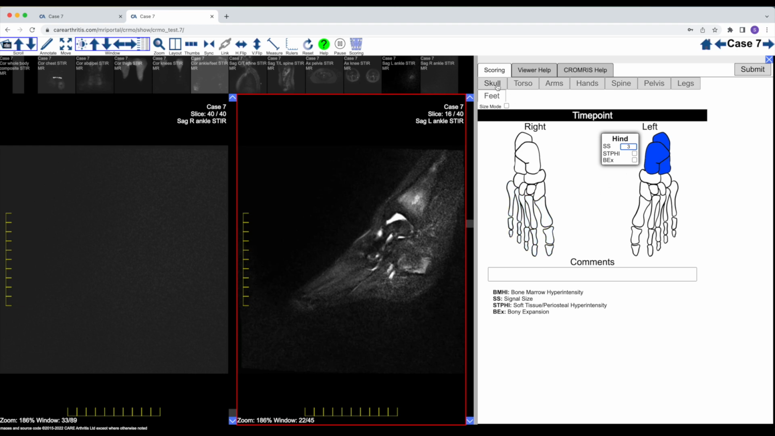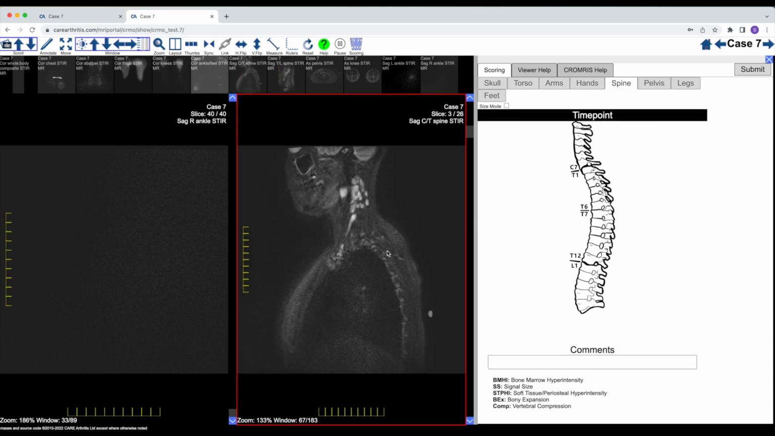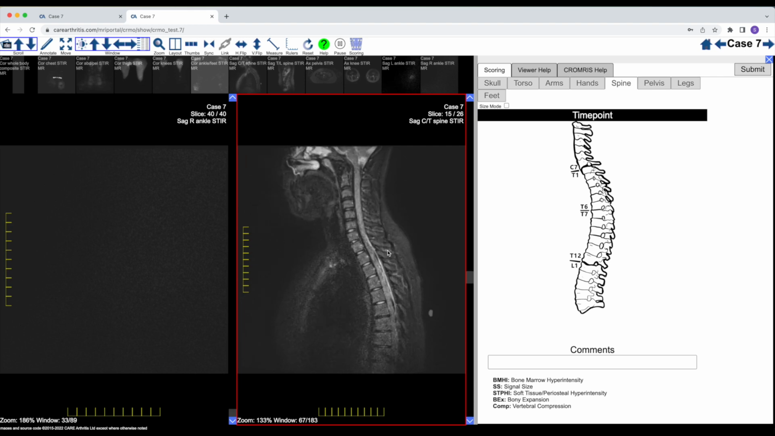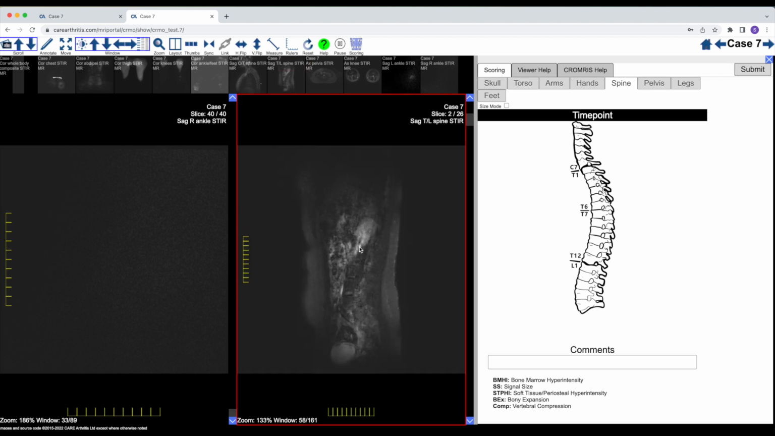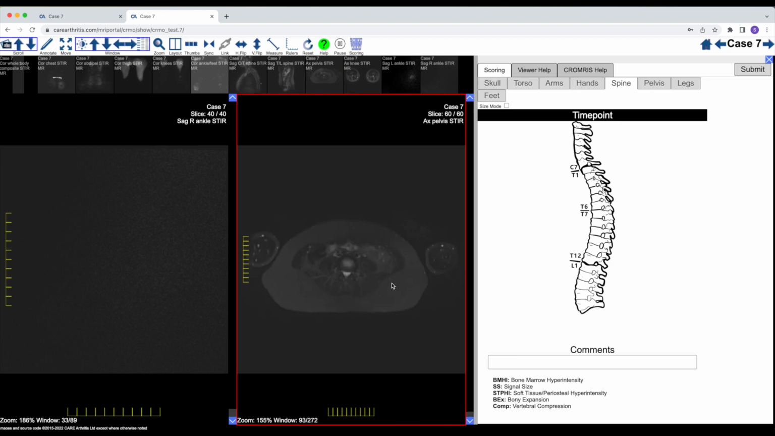Let's take a look at what else. I don't think I saw any spinal disease when I took a quick look at this before, but we can take a quick look here. It's kind of motiony, but I think I would let that probably go. Let's see, do we have any disease in the pelvis? Pelvis looks all right.